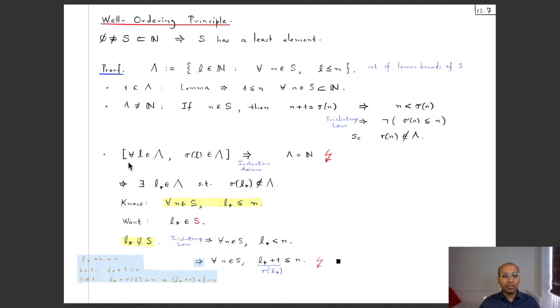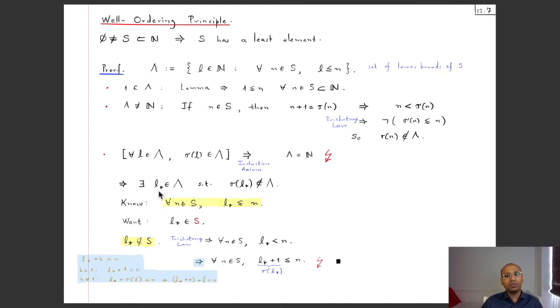Now, let's suppose that for every L in lambda, its successor also belongs to lambda. Then by the induction axiom, it follows that lambda is the whole set of natural numbers, which we know is not true. So this cannot hold. So it is not the case that for every L belonging to lambda, its successor belongs to lambda. That means that there must be a bad L star which belongs to lambda, whose successor does not belong to lambda.